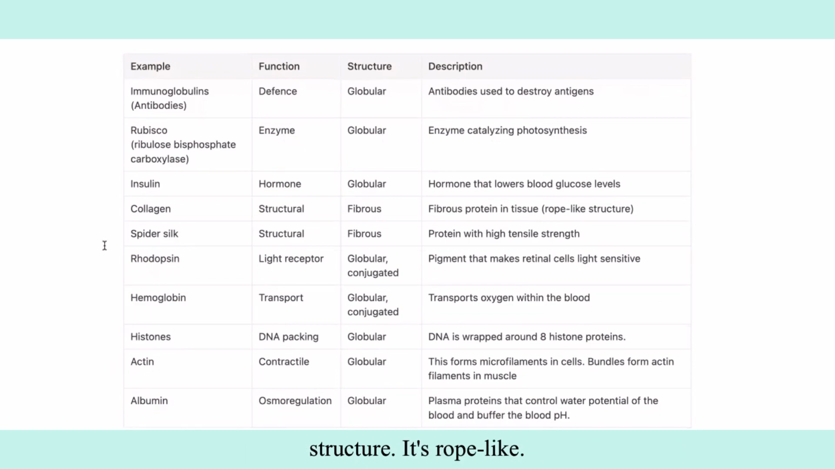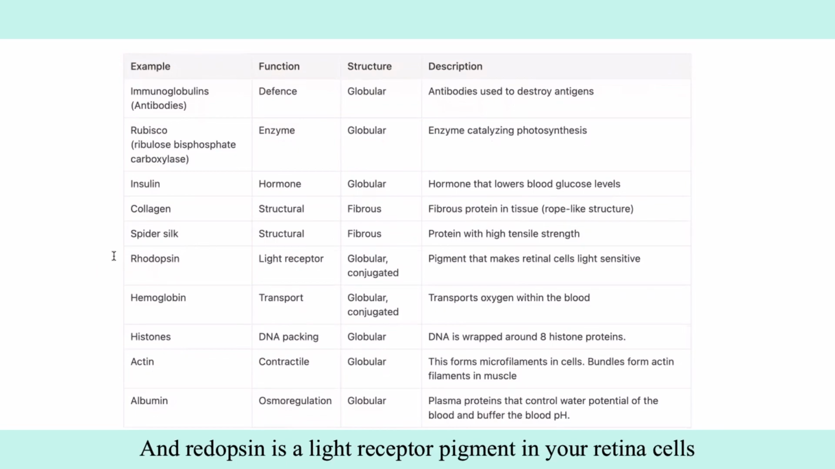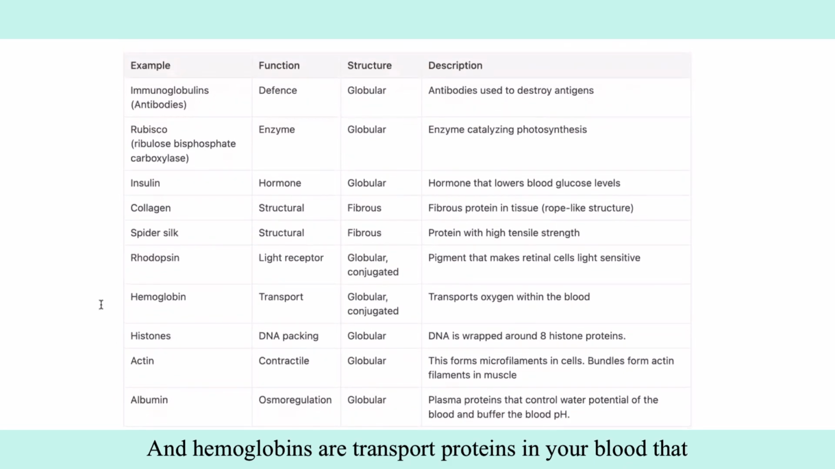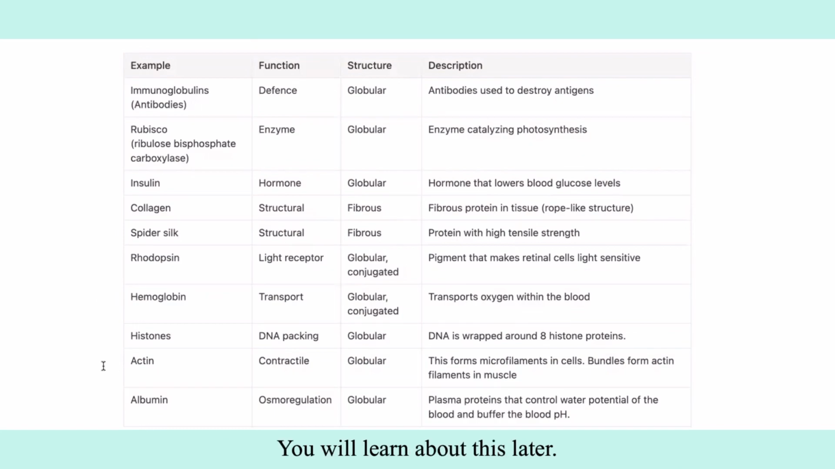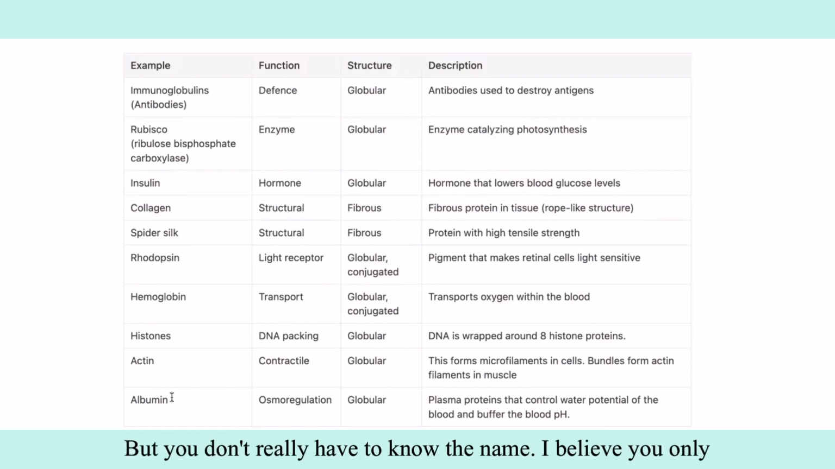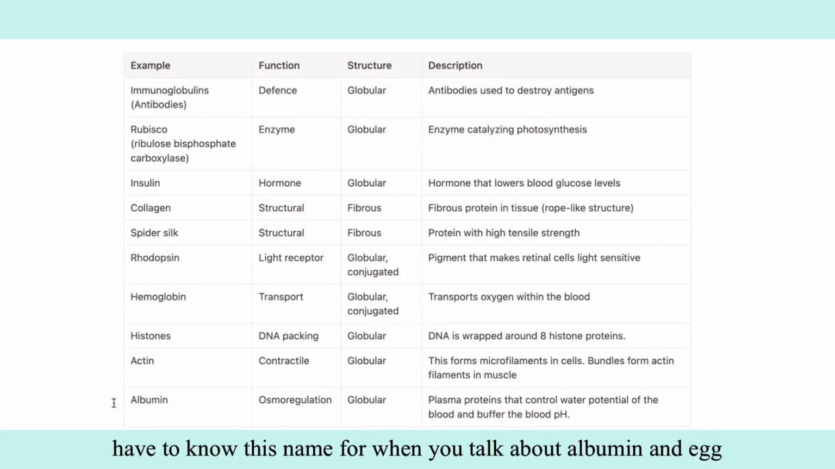It's rope-like. And spider silk, just spider, composes spider webs. Rhodopsin is a light receptor pigment in your retina cells that allows you to see color. Hemoglobins are transport proteins in your blood that carry oxygen. Histone proteins are proteins related to DNA, which coil the DNA together in a tight coil. You will learn about this later. Actin is a contractile protein in your muscles that allows you to move your muscles. Albumin is an osmoregulator protein in egg whites and other substances like blood. But you don't really have to know the name, I believe. You only have to know this name for when you talk about albumin and egg whites in relation to denaturation of proteins.